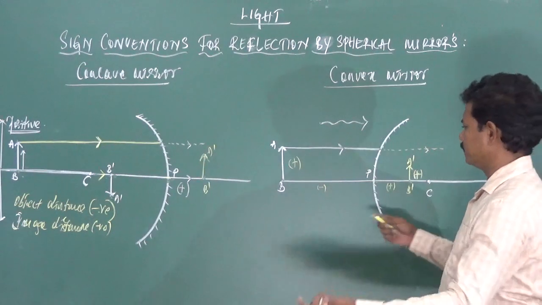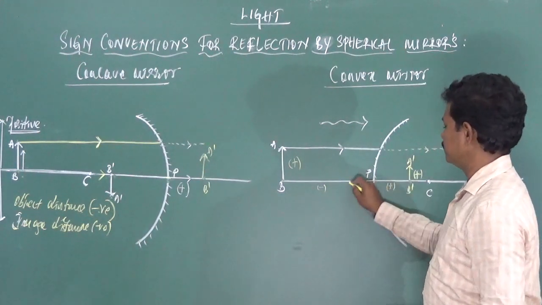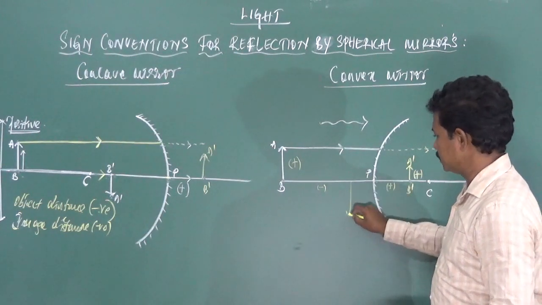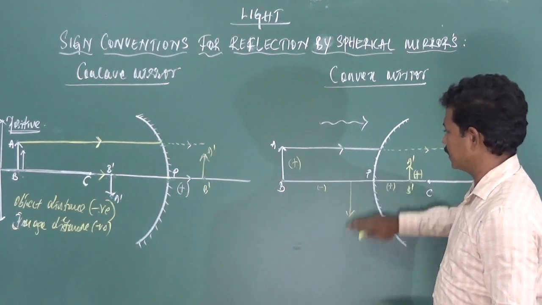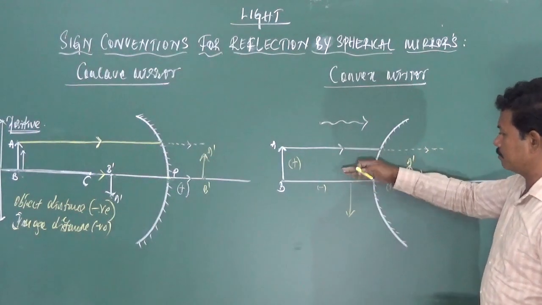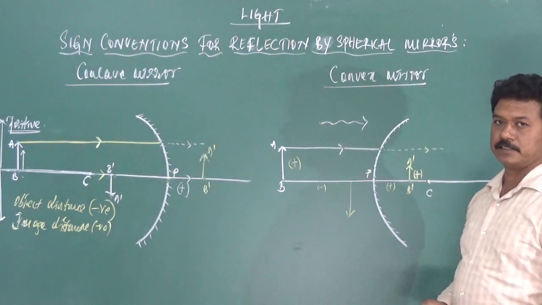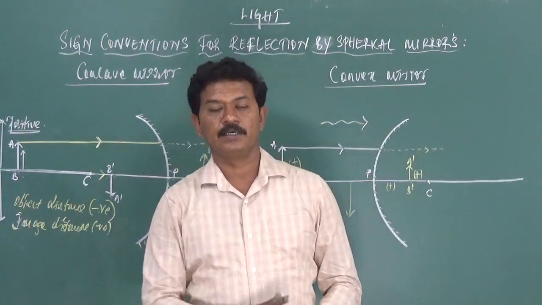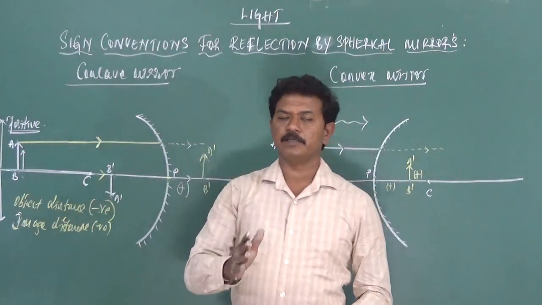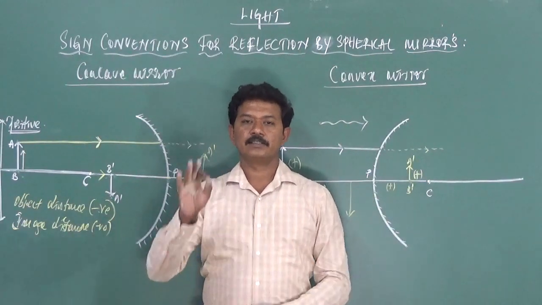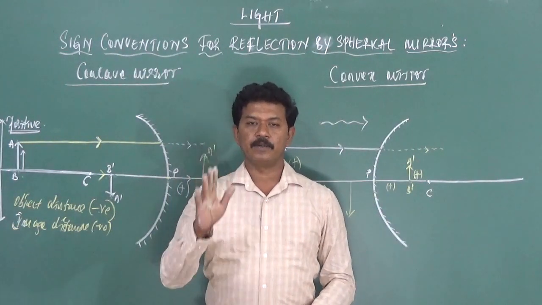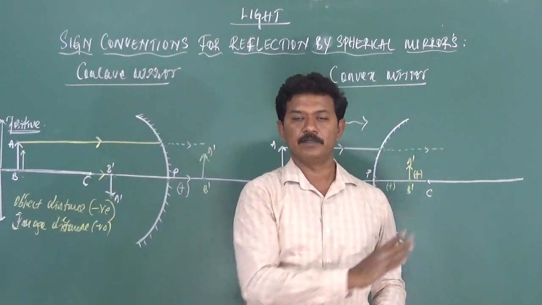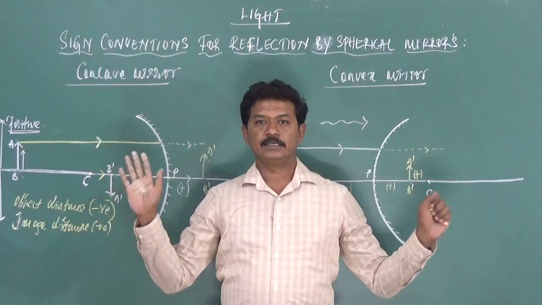If, for example, the image is formed below the principal axis, then this distance is taken as negative, because you are measuring something below the principal axis. So, again, the same sign conventions are applied. No changes at all. The same sign conventions are applied for concave mirrors as well as convex mirrors. No differences.